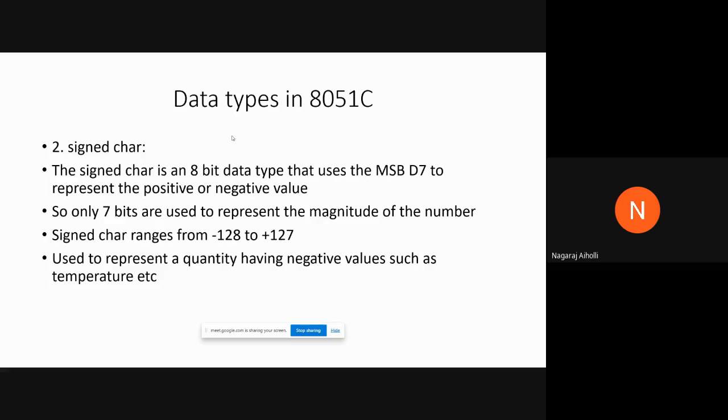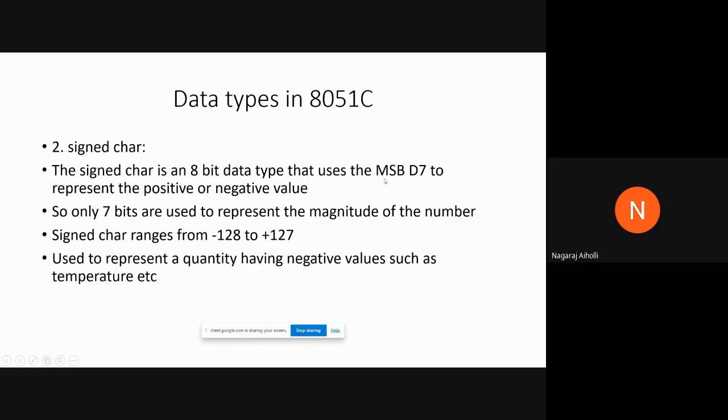The second one is the signed character. The signed character is again an 8-bit data type. It makes use of the MSB bit to indicate the sign. We discussed in one of the programs how to find positive and negative numbers. If it is a positive number, the MSB bit is 0. If it is a negative number, the MSB bit is 1. Like that, here also the MSB bit, the D7 bit, finds whether the number is positive or negative.